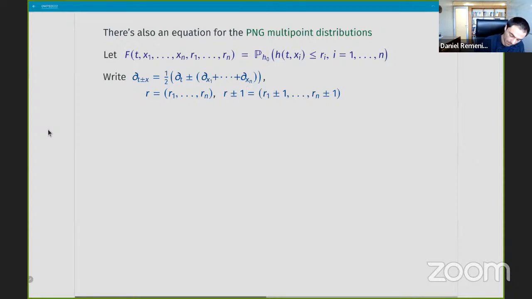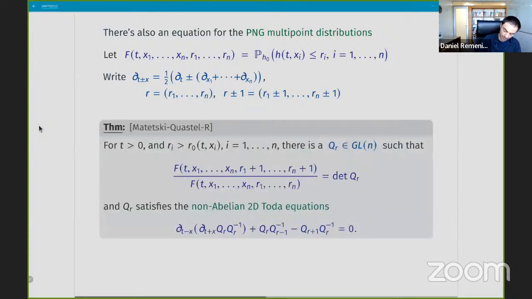So I'm going to compute some derivatives. This dt plus x derivative means I compute the derivative with respect to t, and I add all the derivatives with respect to all the x's. And if I put a minus, it means I just subtract the ones with the minus. R here is the vector of r's, the heights that I'm looking at in my function. And if I write r plus one, it just means that I'm adding one everywhere.